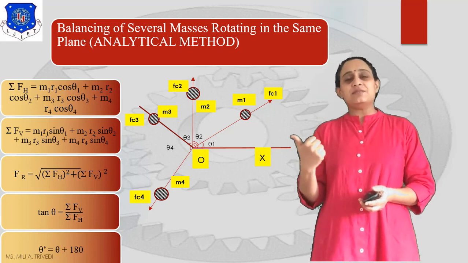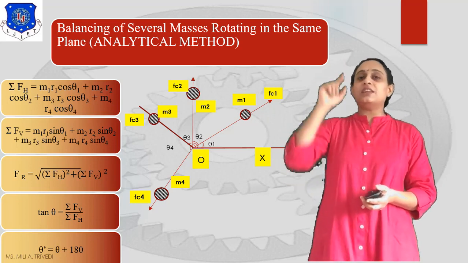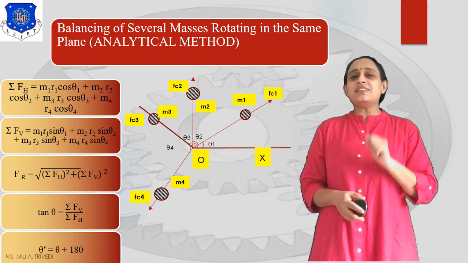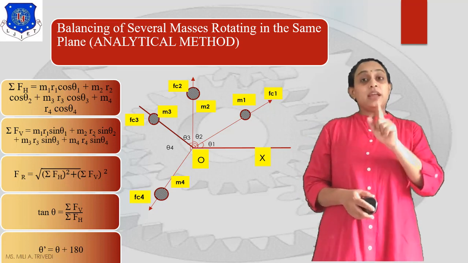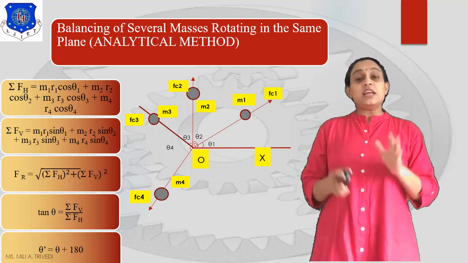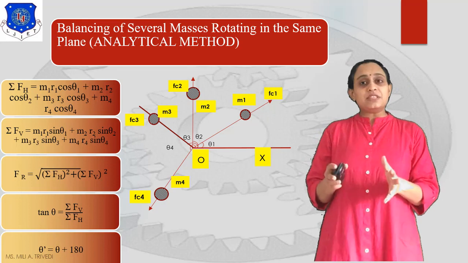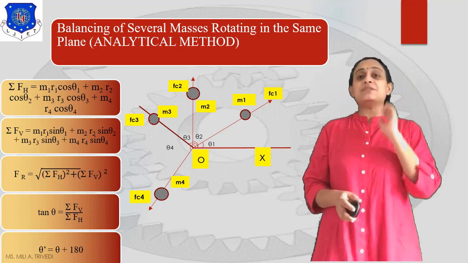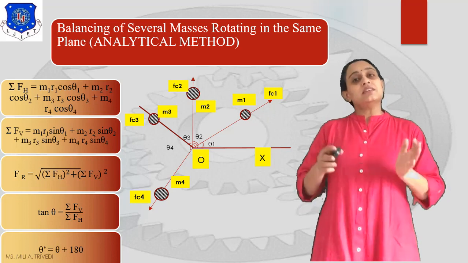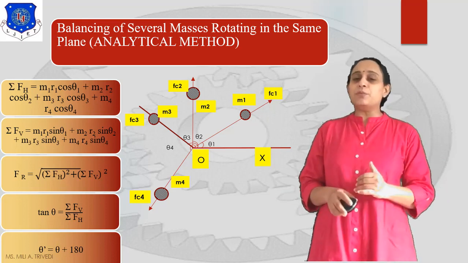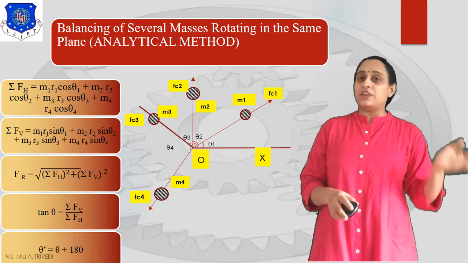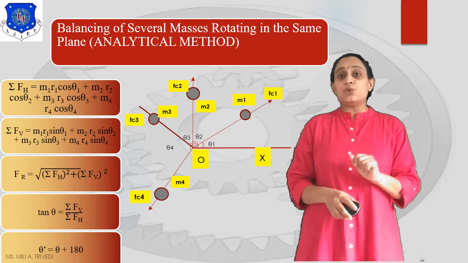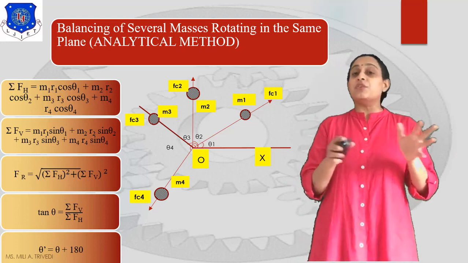One is in the cos side and another one is in the sine side. It means one is the horizontal component and another is the vertical component. Here FC1 is our force, so FC1 has horizontal as well as vertical components. The same holds for FC2, and similarly for FC3 and FC4.